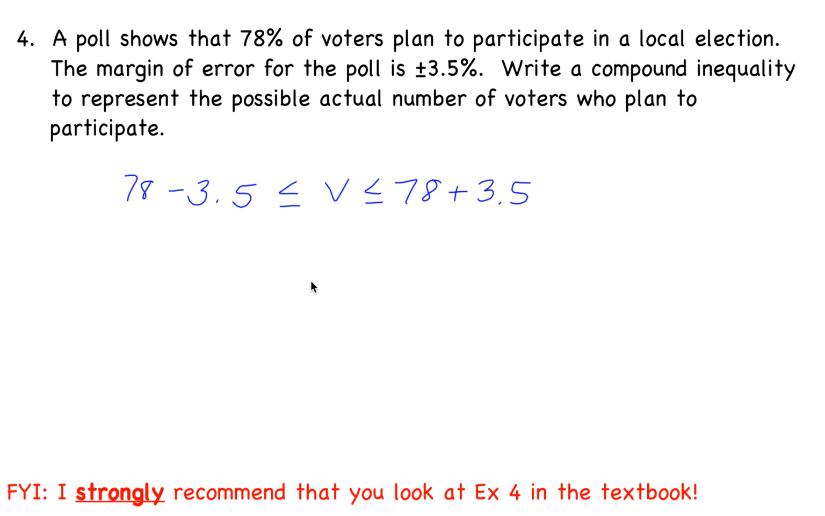So all you're going to do is you're going to say, well, maybe the number of voters, I called it V, it's going to be less than or equal to the 78 plus 3.5, but it's going to be greater than or equal to 78 minus 3.5. This will give us our low end point. This will give us our upper end point. So that is an example of the compound inequality that we would get representing the actual number of voters who plan to participate.